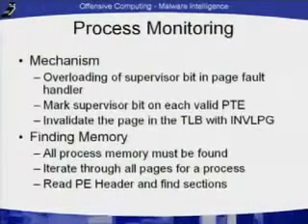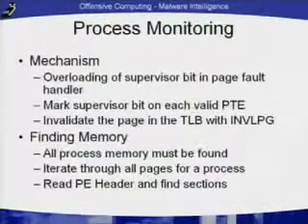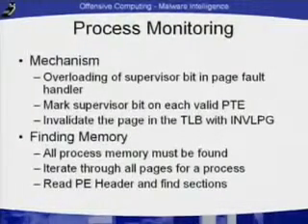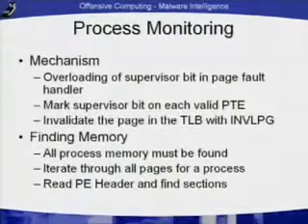So the mechanism that we use is we overload the supervisor bit in the page fault handler. And the step is to find all the process memory that you're going to use and set the supervisor bit. And then you invalidate the TLB or flush it so that it will actually trigger an OS page fault. There are a couple ways you can find the memory. You can iterate through every single address. You can iterate through all the pages, but actually what works best is reading the PE header and finding all the sections.